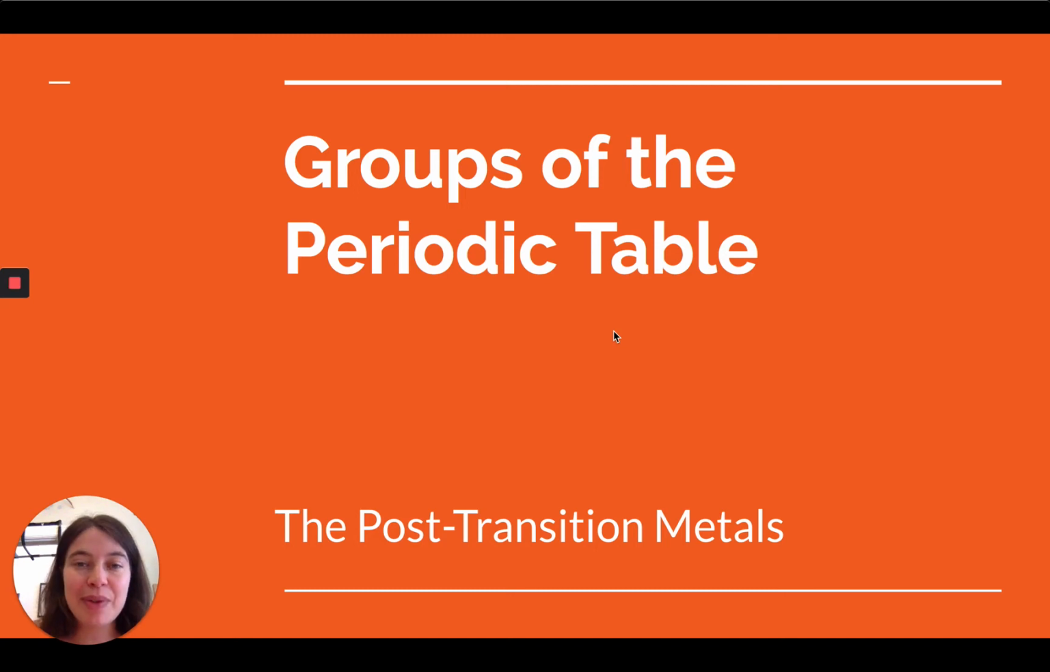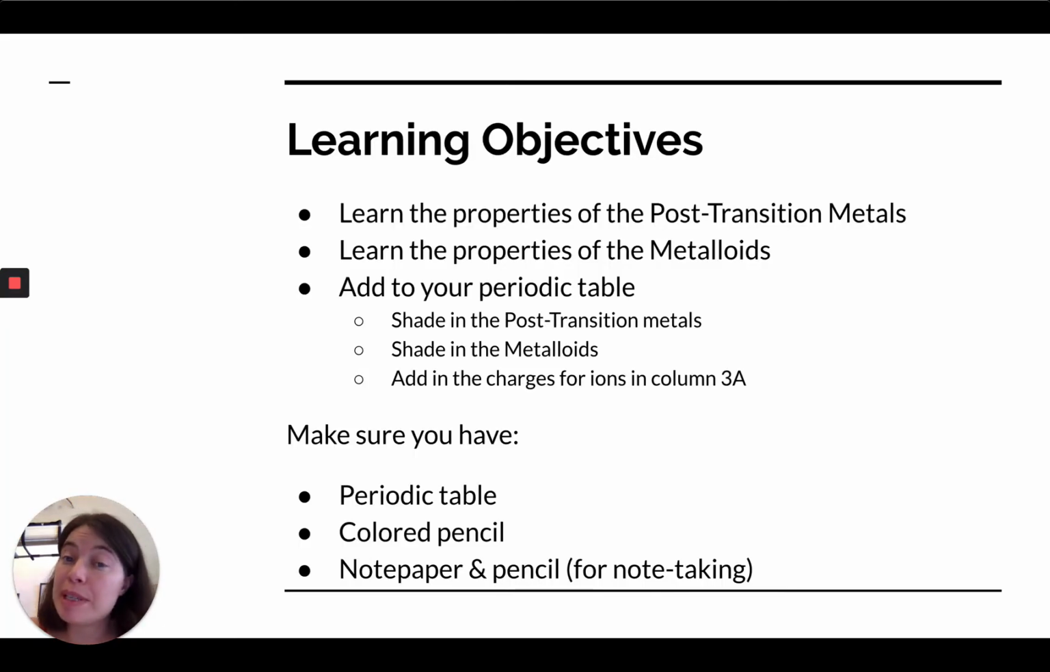Hi everyone, today we're going to be talking about two groups on the periodic table, the post-transition metals and the metalloids. So, today we're going to be learning the properties of the post-transition metals and the properties of the metalloids. We'll also be adding both of these groups in on our periodic table and talking about the charge for ions in column 3A, which includes both some post-transition metals and some metalloids.